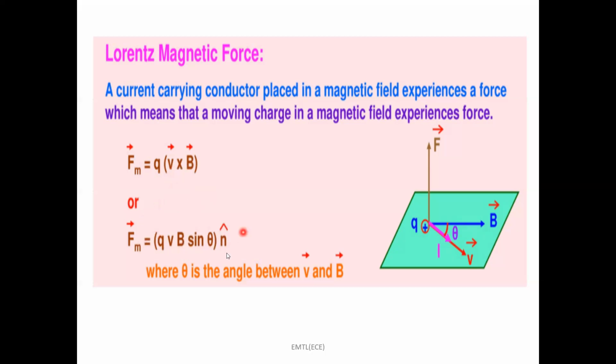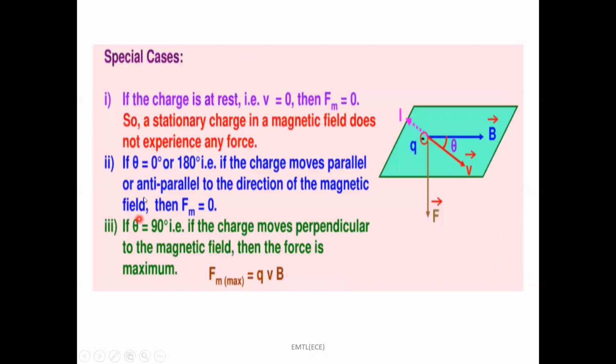Here the n cap is the unit vector representation. Q is the charge of the particle, V is the velocity of the charge, and B is the magnetic field. Theta is the angle between the velocity and the magnetic field. Based on this expression, what special cases occur? Let us discuss them.